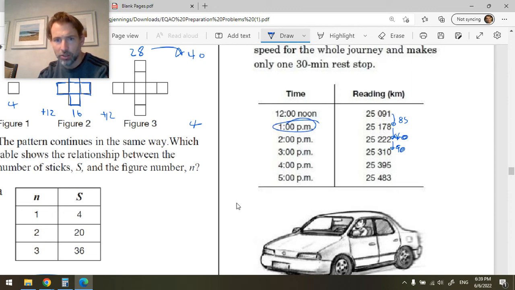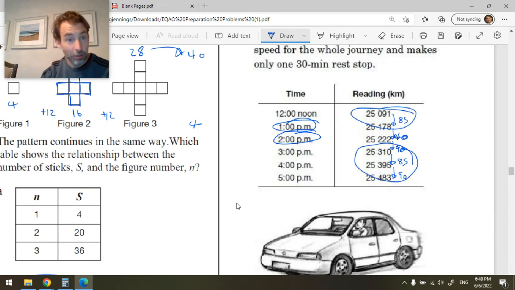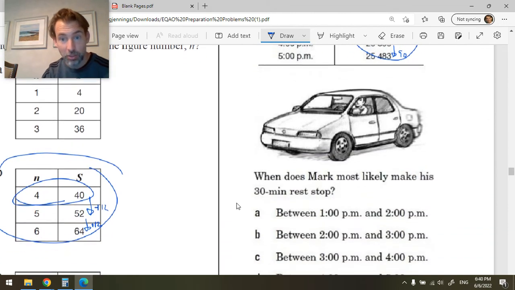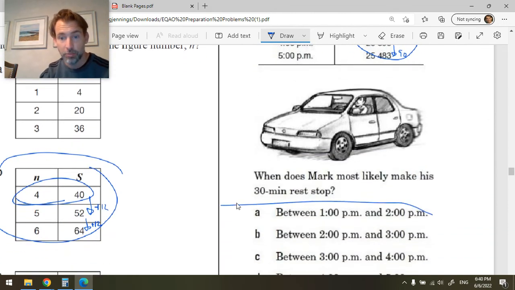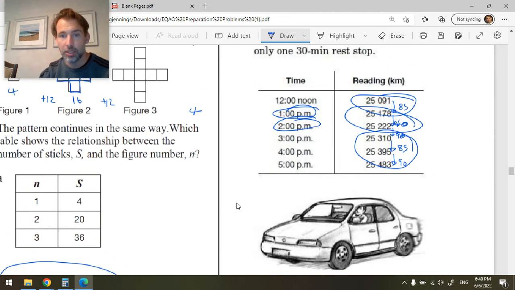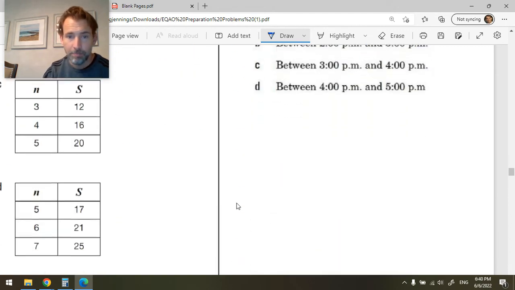He made it between 1 and 2. Because watch, the rest are going to be closer to 80 or 90. This is 85. And then this is a little bit less than 90. So all of these growths are close enough to 90. It travels at approximately the same speed. This one here, he only grows by 40. So that's the one where he took the rest stop. Between 1 and 2. Yeah, between these times. Okay, let's keep going.